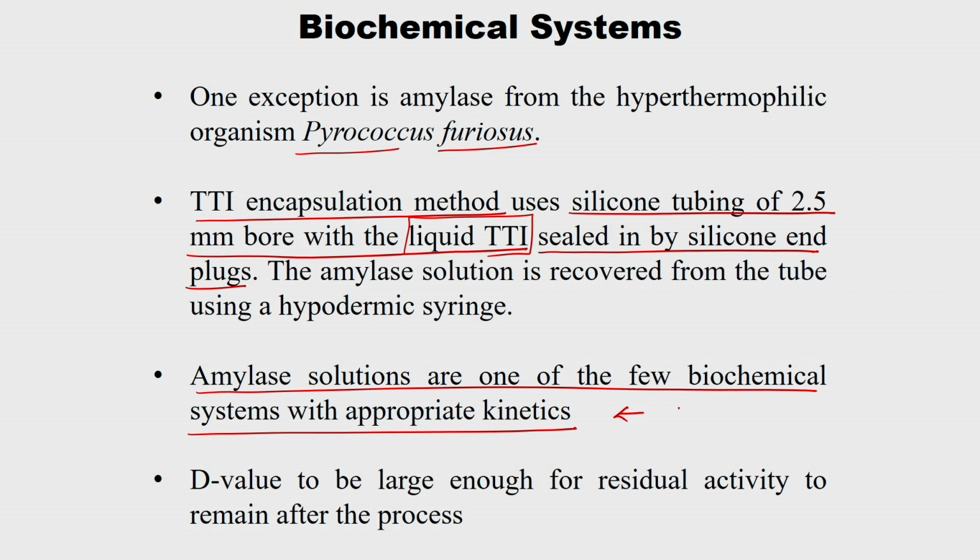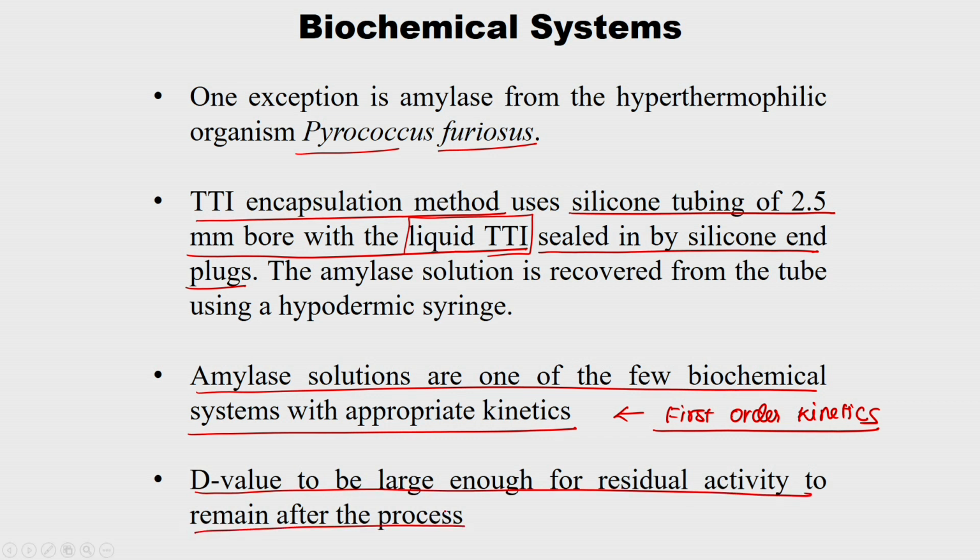Normally, for the log reduction, we follow first order kinetics. You may refer to the kinetic parameters lecture. The amylase also follows first order kinetics, which most microorganisms follow, and the D value has to be large enough for the residual activity to remain after the process. We have already seen that the D value should be higher compared to the target microorganisms for the non-pathogenic microorganisms. Same thing here for the amylase: the D value should be large enough so that it can still withstand the temperature applied in the thermal processing.